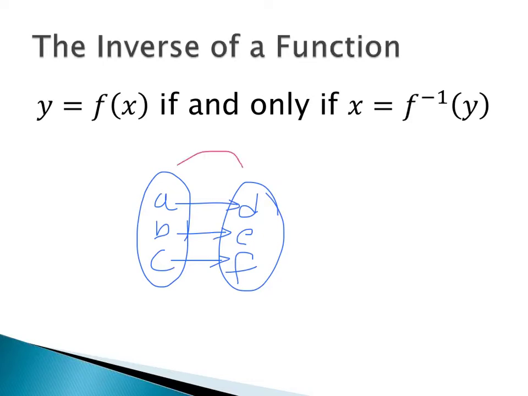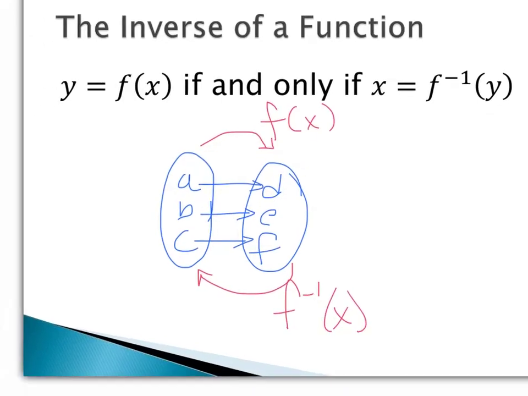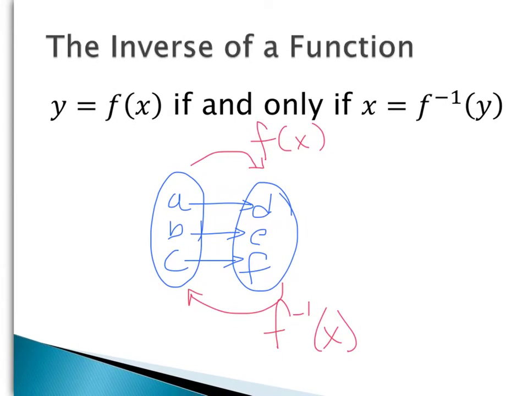Now, what we like to look at is to go in one direction, we're using f of x. To go in the other direction, we're using the inverse, f inverse of x. And this is why we cannot have a y value over here that has two different x values that it has to choose from to go backwards.